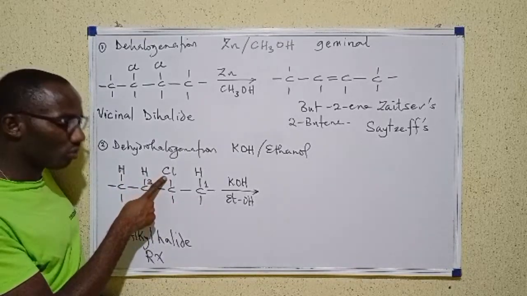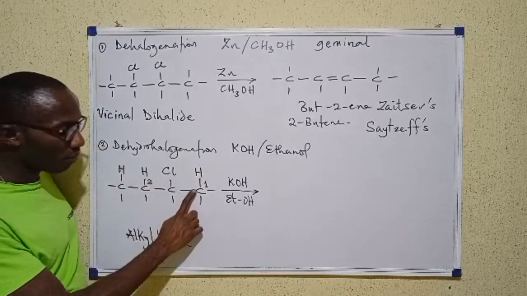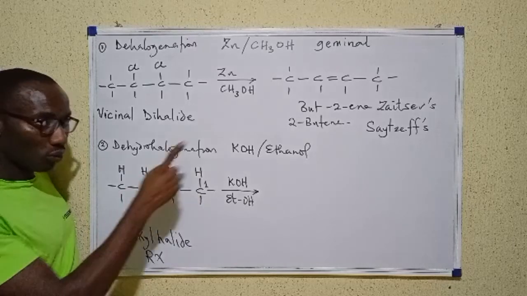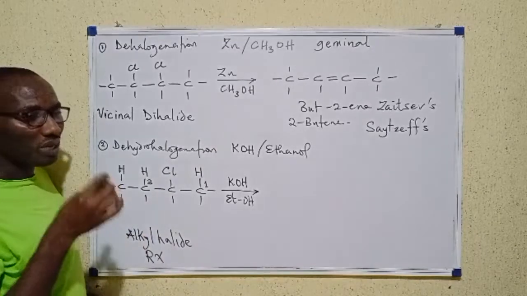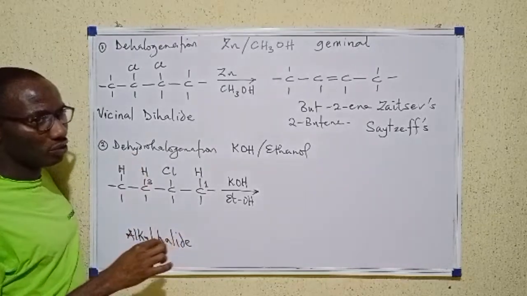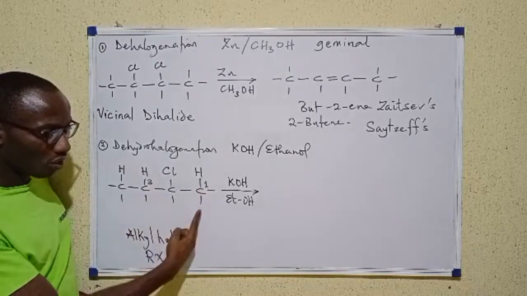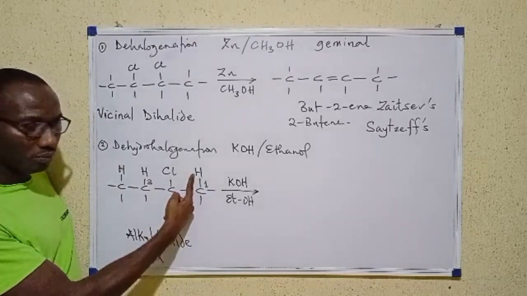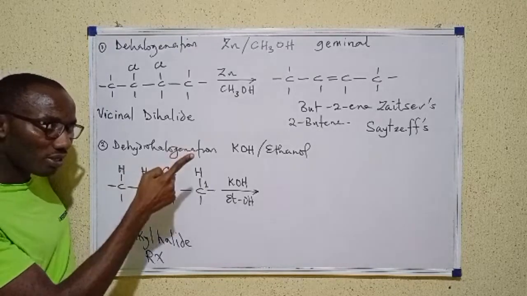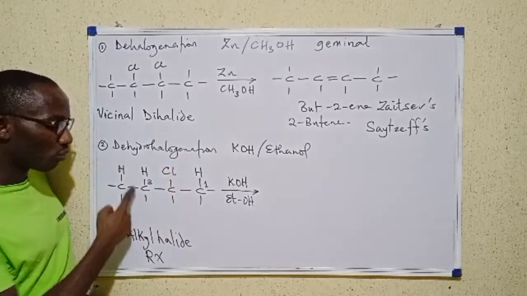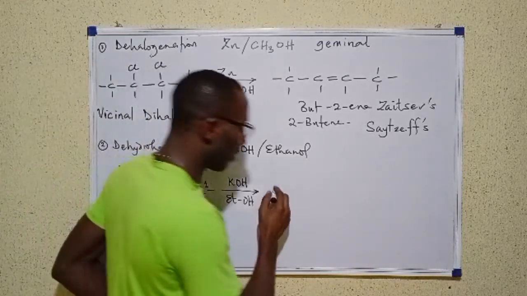Like in this case, I'm going to remove chlorine from here. That's not negotiable. But where will hydrogen come from? Carbon 1 or carbon 3? Well, Zaitsev's rule says that I should pick hydrogen from the carbon atom that has fewer hydrogens. So looking at carbons 1 and 3, carbon 1 has 3 hydrogens, 1, 2, and 3. But carbon 3 has only 2 hydrogens, 1 and 2. So by Zaitsev's rule, it is better for me to pick my hydrogen from carbon 3. And when I do so, I'll get this as product.